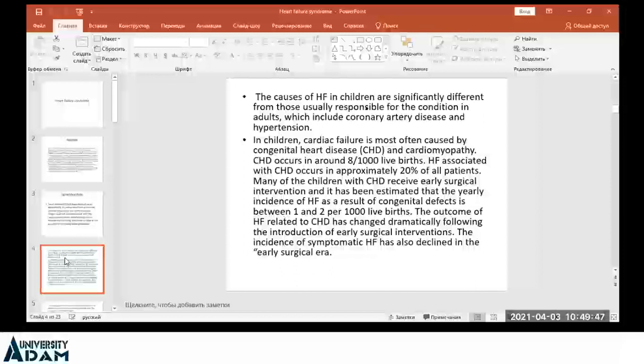Many of the children with congenital heart defects receive early surgical intervention, and it has been estimated that the yearly incidence of heart failure as a result of congenital defects is between 1 and 2 per 1,000 live births. The outcome of heart failure related to congenital heart defects has changed dramatically following the introduction of early surgical interventions. The incidence of symptomatic heart failure has also decreased in the early surgical era.